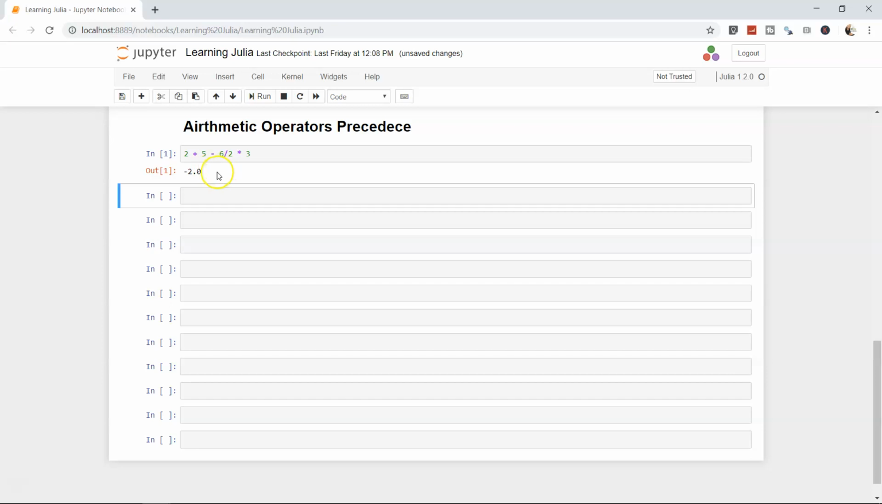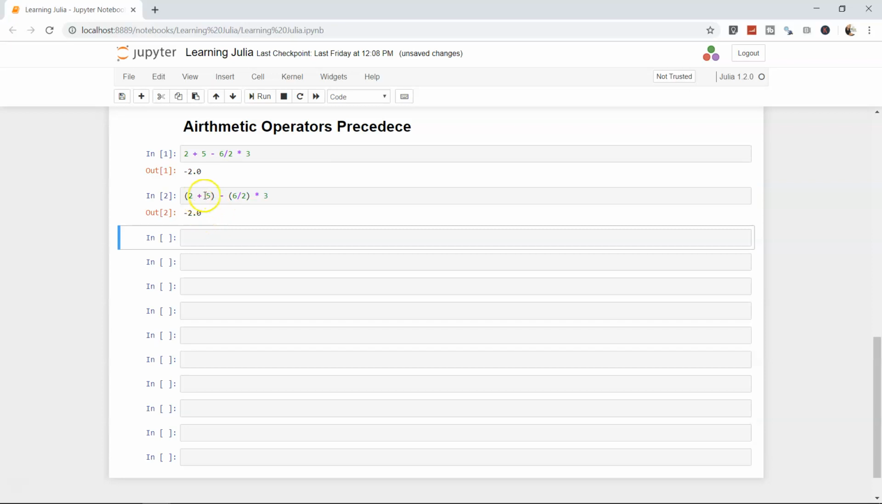If I take a hint, first this calculation happens, which is 2 plus 5, 7. Then 6 divided by 2 happens, which will be 3, and then 3 multiply with 3. So 7 minus 9 is what comes. Wouldn't it be nice if we rewrite this calculation like this? 2 plus 5, and then within a bracket, 6 divided by 2 multiply with 3. And if we execute it, it's much more elegant than this one, which is pretty open-ended.